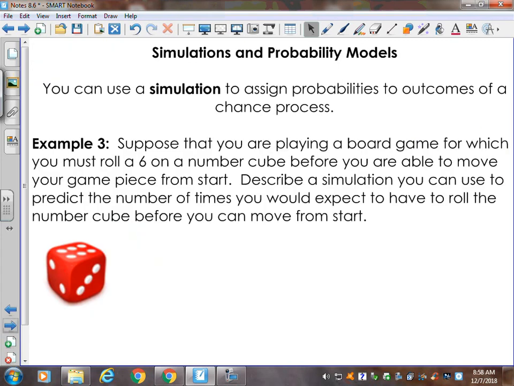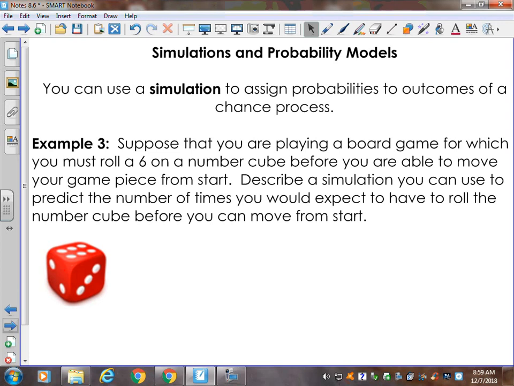Simulation is when you can't physically do what is being asked of you because of the sheer amount of time it might take or the danger of what it might take into consideration. So you simulate it. And probability is the outcome of what happens during your simulation. Suppose you are playing a board game and you have to roll a 6 to be able to get out and move around the board.